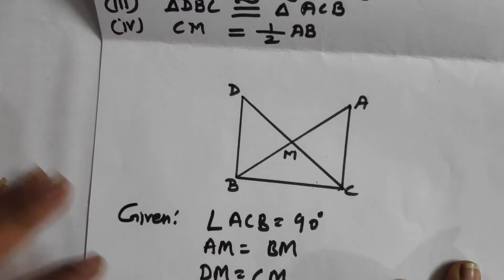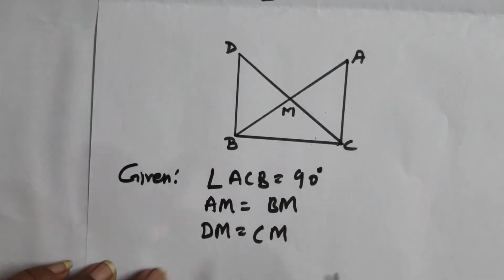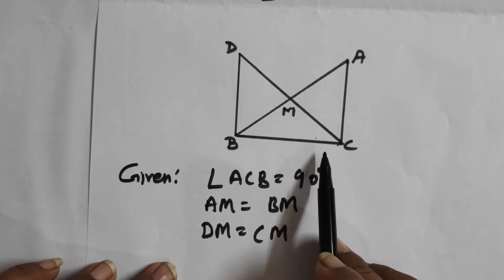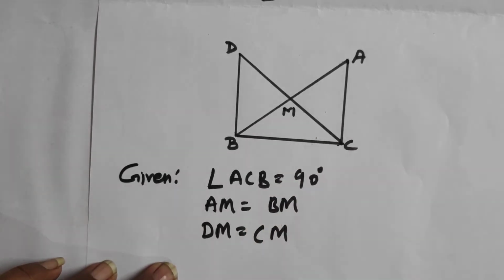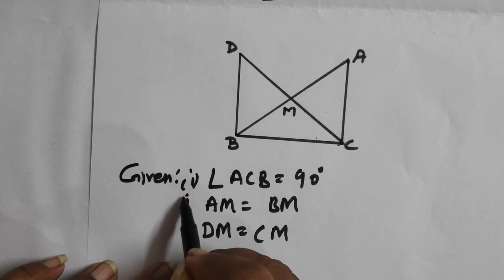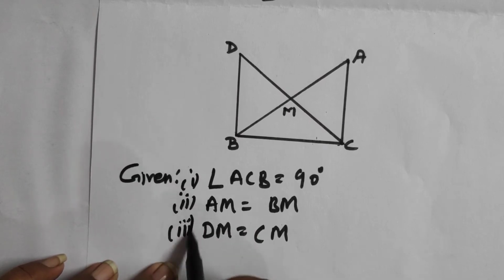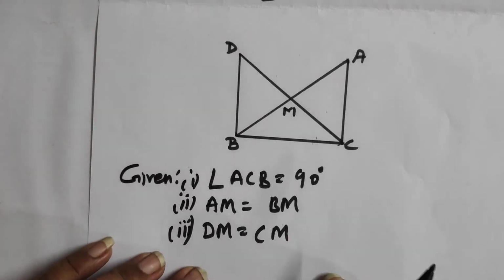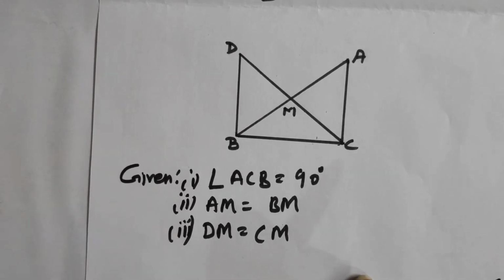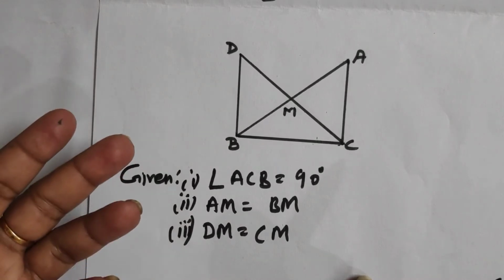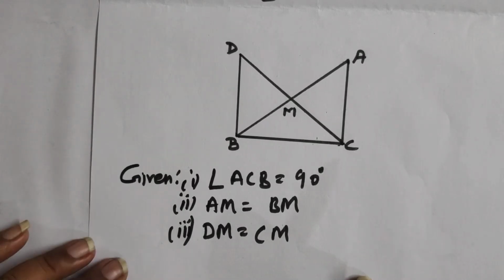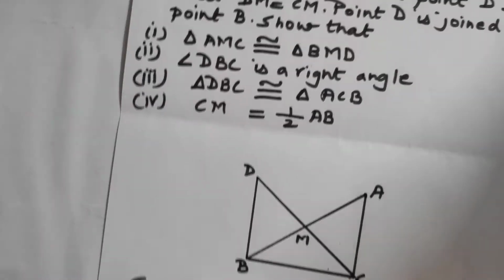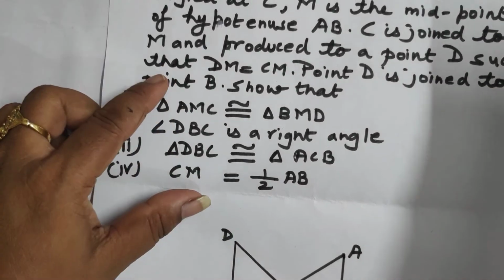So given, I have already written, that is angle ACB is a right angle, that is equal to 90 degrees. AM is equal to BM and DM is equal to CM. These are the 3 things that are given to us. What is the use of given points? We will use these 3 given points while proving the triangles congruent, or whatever the question is asking to prove.